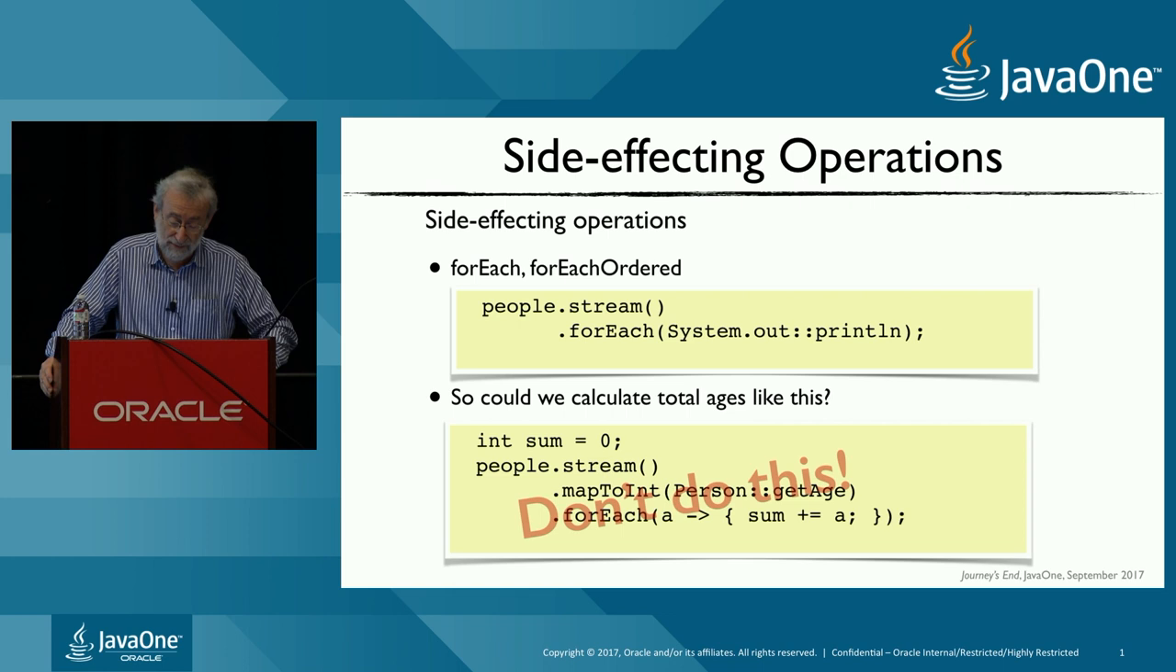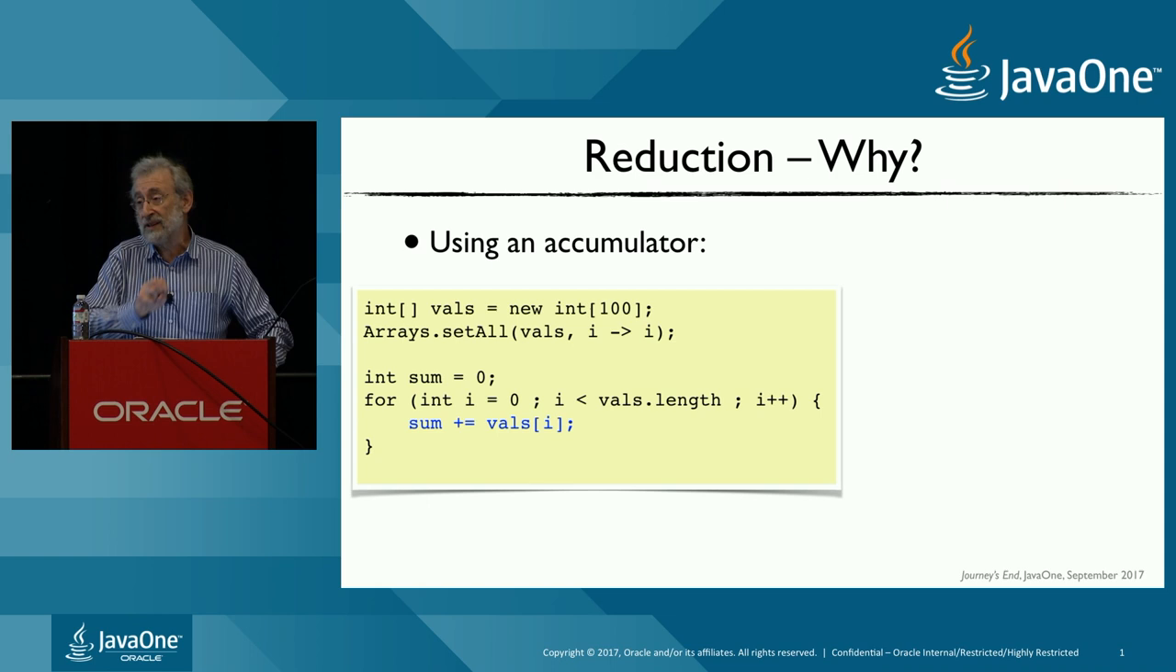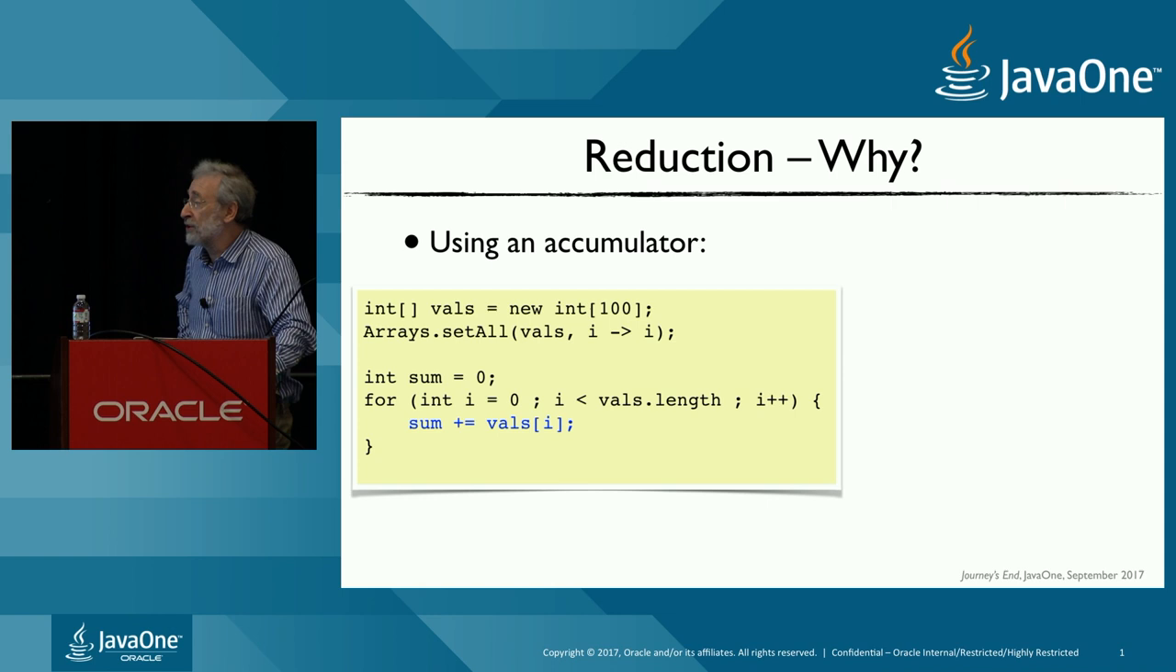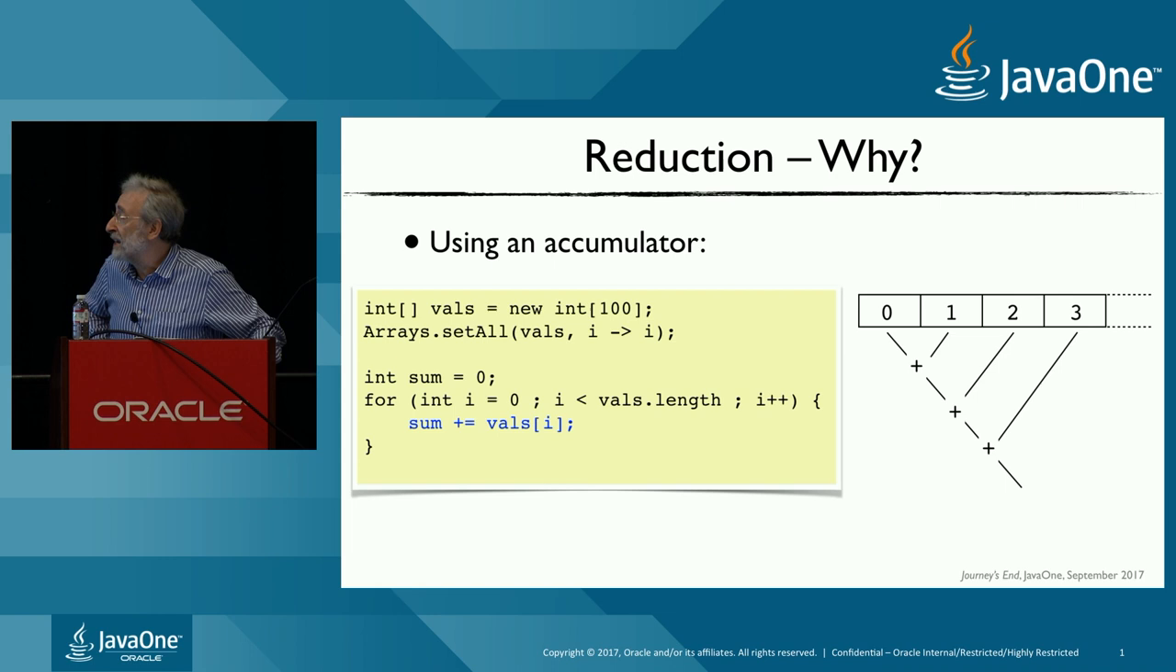So we're going to use reduction instead. Now I get onto the kind of terminal operation I'm really interested in, which is reduction. The question is, what's the difference, and why do we want it? Here I've got the kind of code that you would imagine writing if you wanted to calculate the total of the values in an array. And here I've got an execution graph of it.